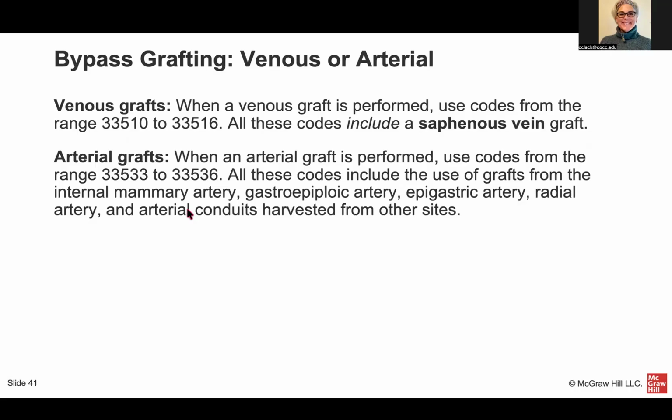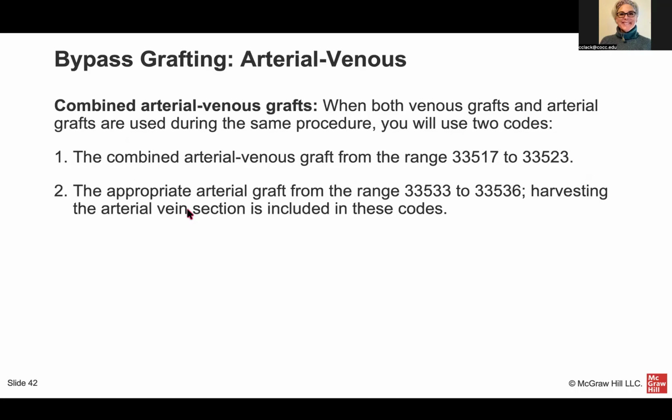Arterial grafts use codes 33533 through 33536. These use arteries rather than veins: internal mammary artery, gastroepiploic artery, or epigastric artery. Note that harvesting the saphenous vein is included in the venous graft codes. Harvesting of the arterial conduit is included in the arterial graft codes. You do not code these separately.